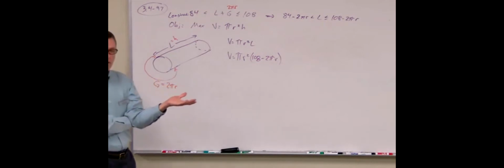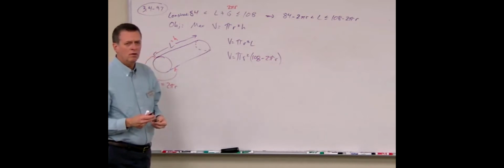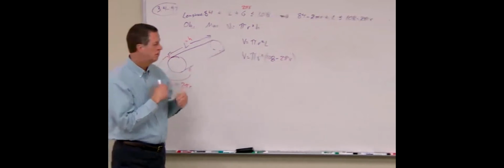I got it down to an equation with 2 variables, V and r. So that's good. I can differentiate that. I'm going to distribute just to make it look easier. So V is 108 pi times r squared minus 2 pi squared r cubed.